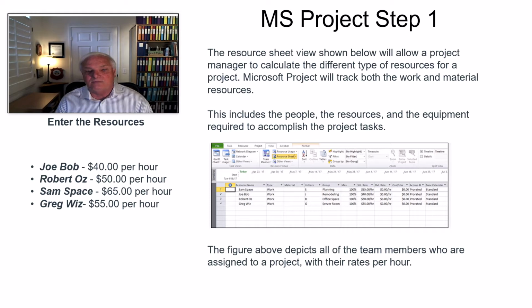In that construction project, you can see Sam Space is doing the planning, and I've got him down at $65 an hour. Joe Bob is done at a different cost, so there's a different cost associated with him. Same thing with Greg Wiz. So you can see that you put in the hourly rates as we've described for you here. This figure above depicts all 4 of these team members who are assigned to the project with their hourly rates. I've loaded in their hourly rates.